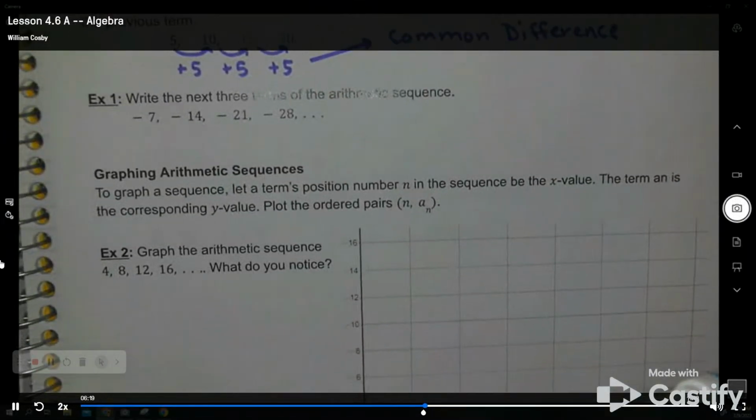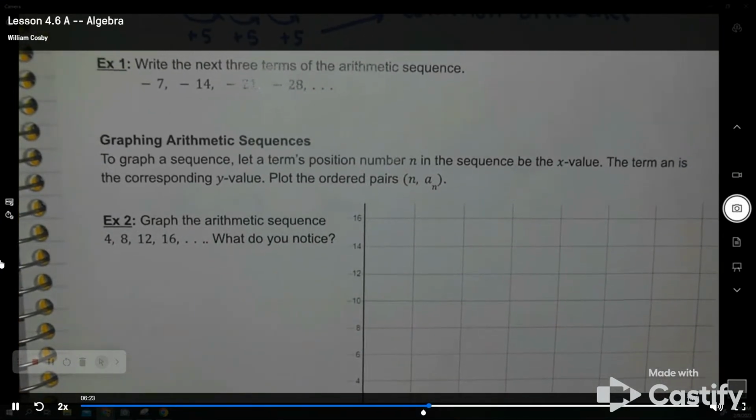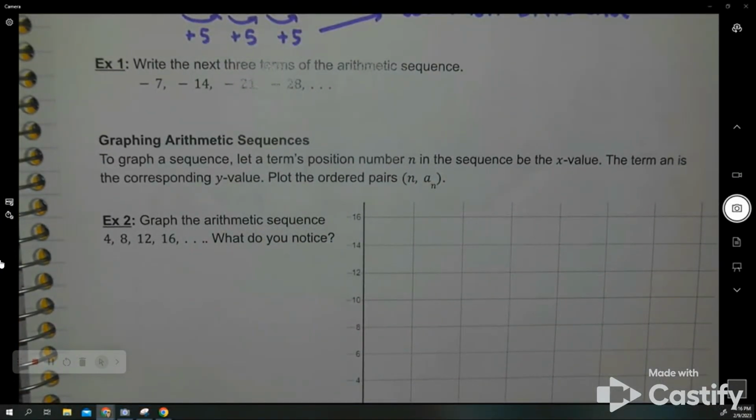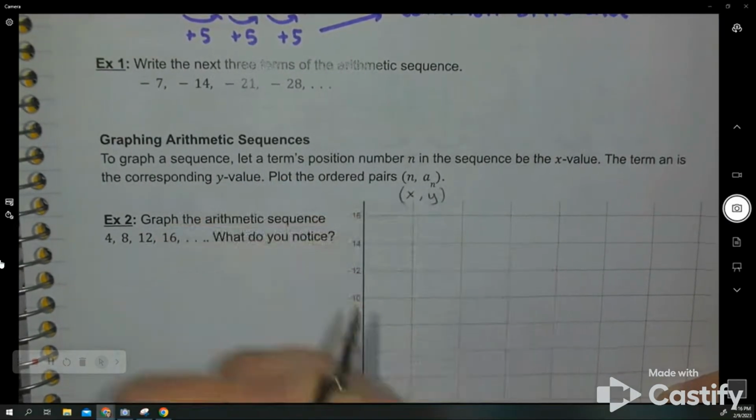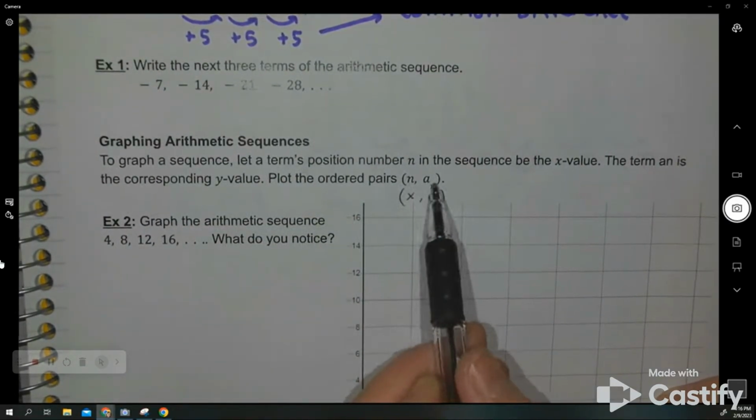All right, we also can graph arithmetic sequences. So down here it says to graph a sequence, we're going to let a term's position number n in the sequence be the x value. The term a of n is the corresponding y value. So then you kind of plot it as the point n comma a of n. If you think about it, it's just like when we have our ordered pairs that are x comma y, but the position is the x and the term is the y.